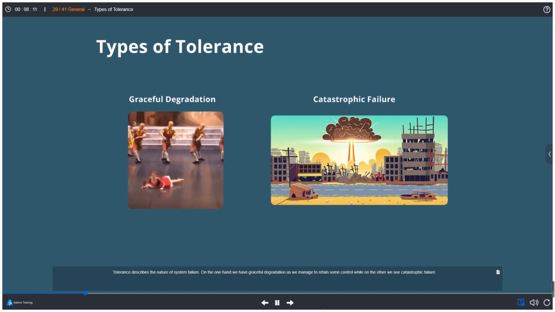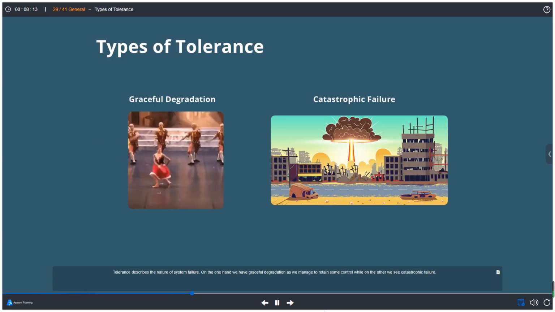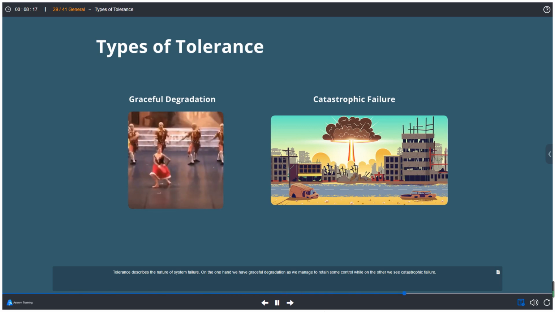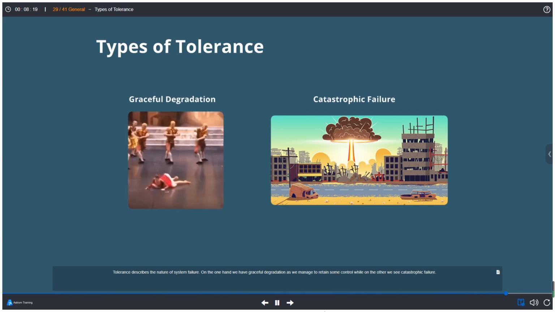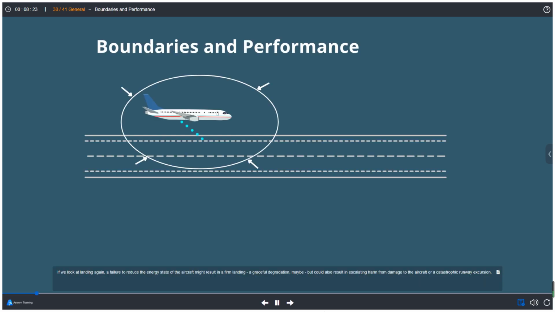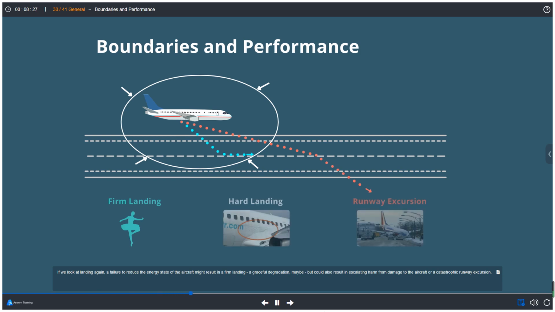Tolerance describes the nature of system failure. On the one hand, we have graceful degradation as we manage to retain some control, while on the other we see catastrophic failure. If we look at landing again, a failure to reduce the energy state of the aircraft might result in a firm landing. A graceful degradation, maybe, but could also result in escalating harm from damage to the aircraft or a catastrophic runway excursion.